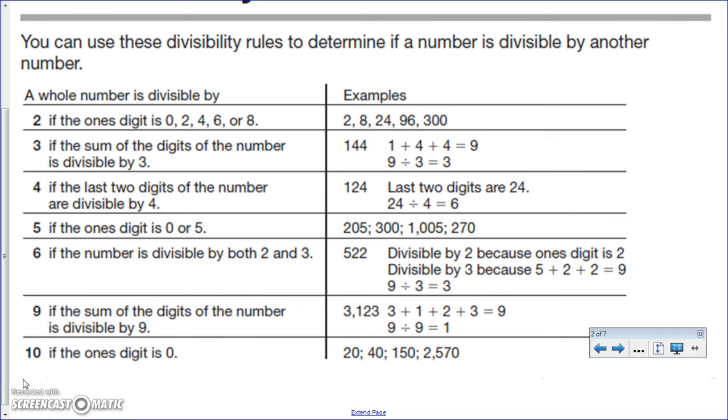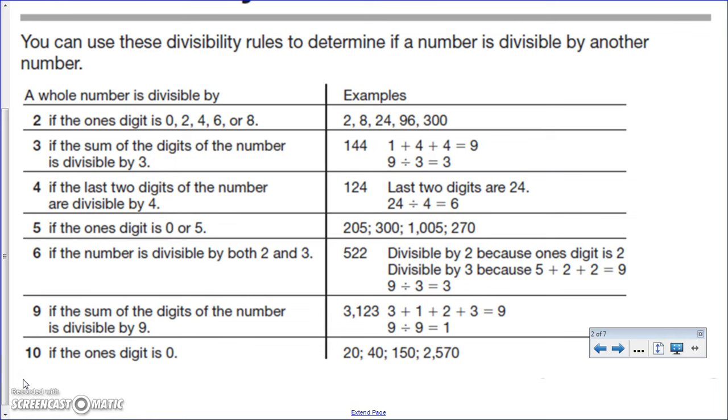For 4, a number is divisible by 4 if the last two digits of the number are divisible by 4. So if we look at the example of 124, the last two digits are 24. So 24 divided by 4 is 6, which we know means 124 is evenly divisible by 4. A number is divisible by 5 if the ones digit is 0 or 5. So some examples to the right are 205, 300, 1005, 270.